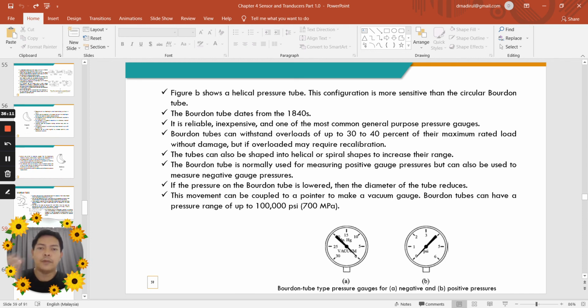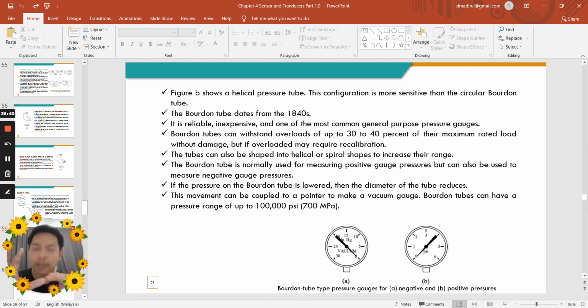Bourdon tubes date from the 1840s, meaning that the Bourdon tube was developed a long time ago. It is reliable, inexpensive, and one of the most common general purpose pressure gauges. Bourdon tubes can withstand overload of up to 30 to 40% of their maximum rated load without damage, but an overload may require recalibration. So when it is overloaded, it needs to be recalibrated. It is not damaged.